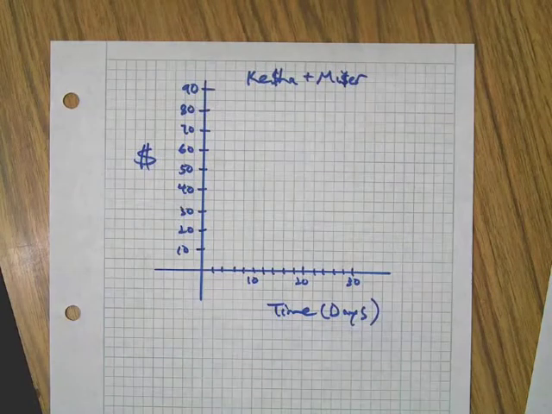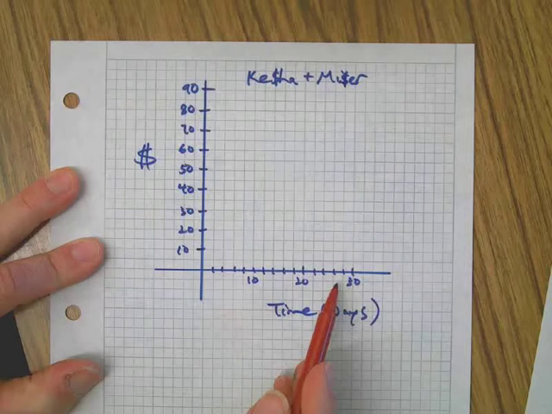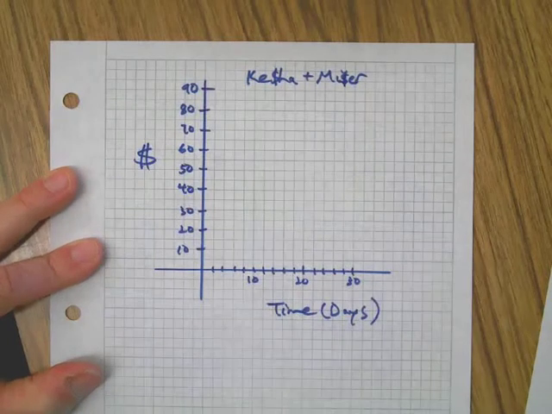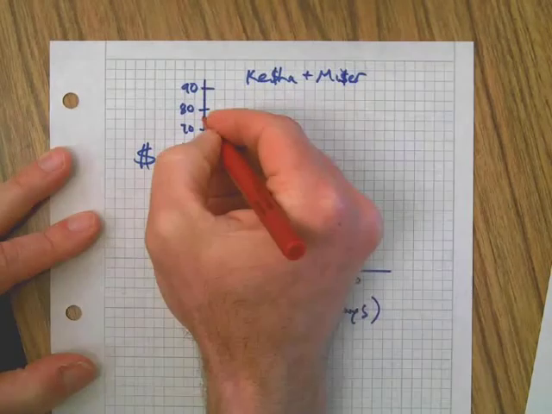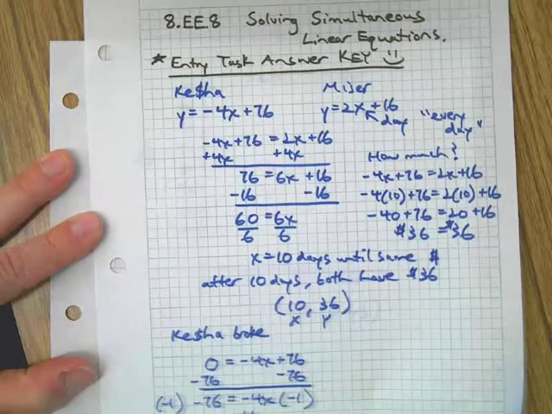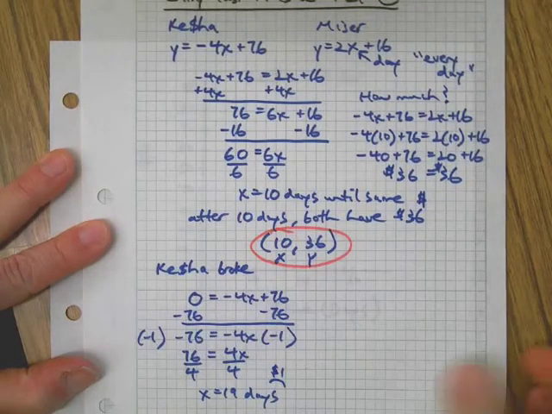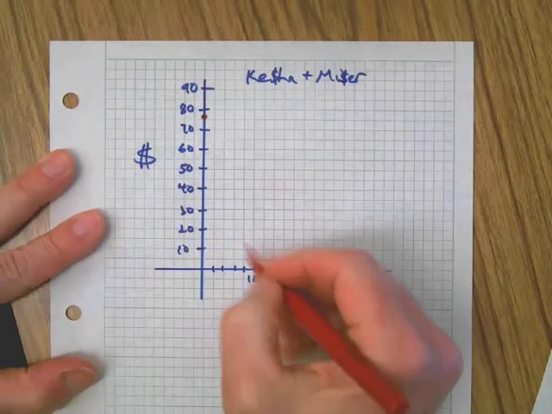Let's do this. Kesha, I'm going to use red for Kesha. Why? Because she's going to go in the red after 19 days. That's why. Which means she's going to drop below $0. Okay, so she's starting at 76, right about there. Based on our work, we know they're going to intersect right there at 10 days and $36, so I'm going to put a dot there.